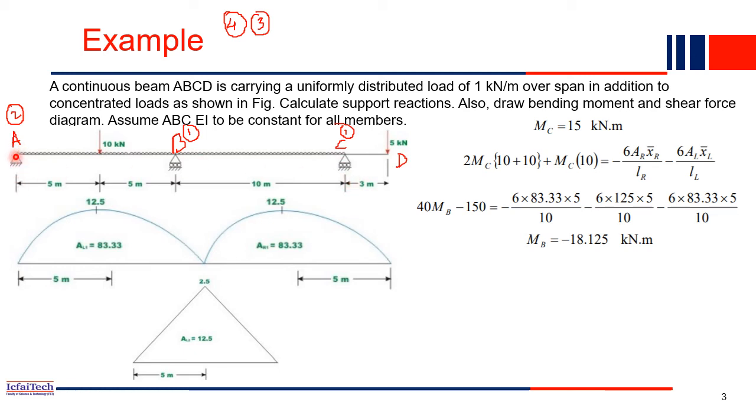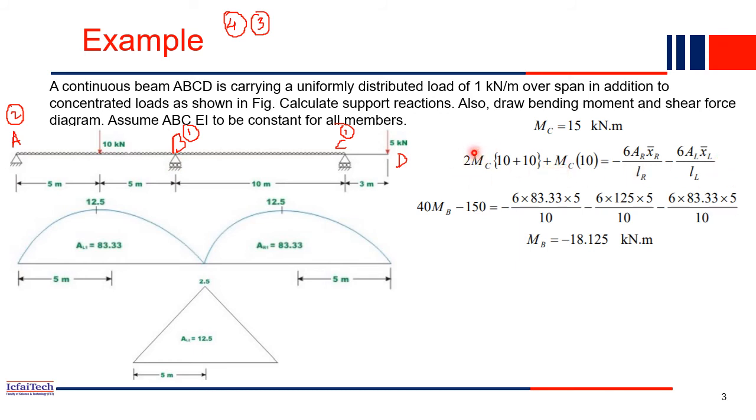Similarly at this point A, this is the hinge support, right? Hinge support means the reaction moment will be 0. So MC we already know is 15, and MA we also know is 0. Now we have to find the value of the middle portion, that is MB. MB is unknown to us, so we employ the three moment equation.